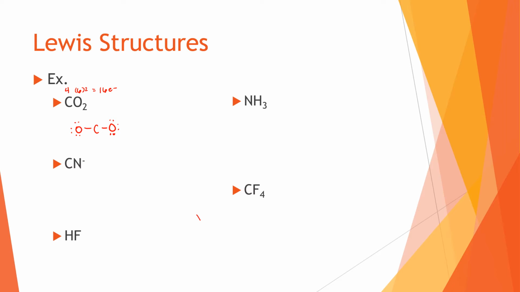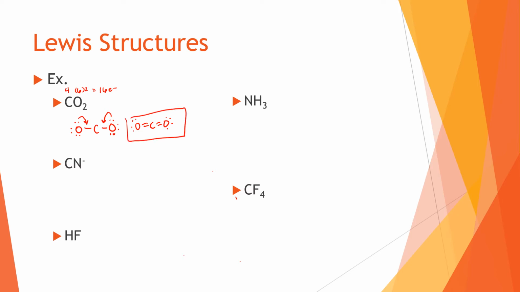Now I've taken care of all of my electrons, but poor little carbon in here only has 4. So what I can do is move each of those down, and now everybody has their full octet.